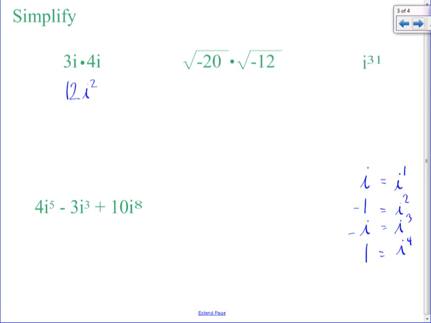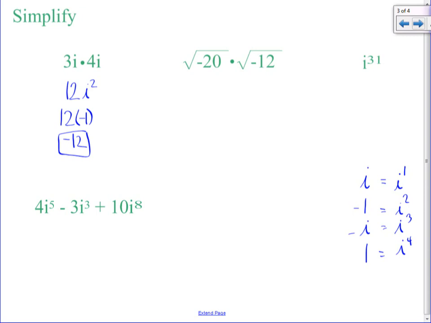12i squared. Okay, now we always want to simplify whenever you have exponents on there. So i squared is the same thing as, we wrote it down here on the right. Okay, so we replace that with -1, which gives us the answer of -12, because we want it to be as simple of an answer as possible.